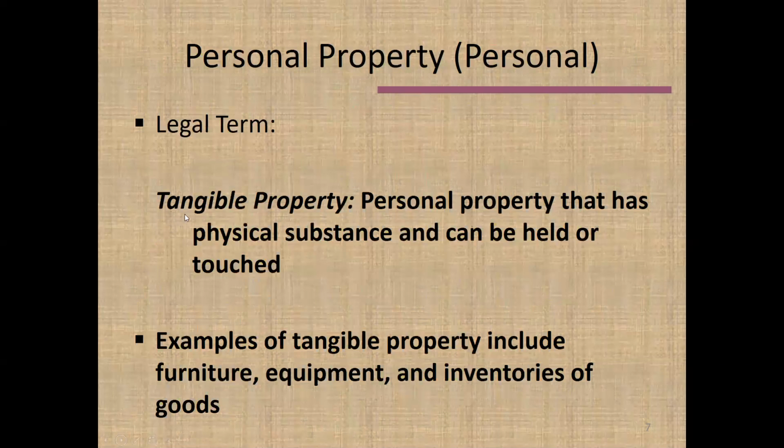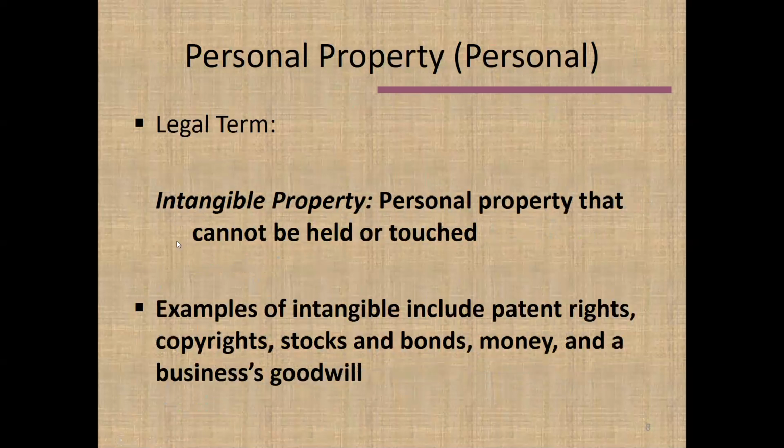So if we have something called tangible property, you've probably already guessed it, there's something called intangible property. This is personal property that can't be touched. And it's not like MC Hammer saying, can't touch this. That's not what we mean. What we mean is something that doesn't lend itself to touching.